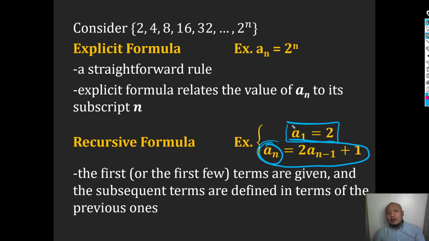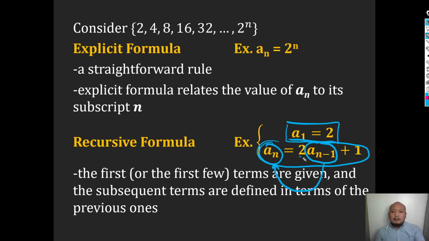Pinaliliwanag niya kung paano makukuha yung mga succeeding terms. Ang sabi niya dito, 2 times a sub n minus 1 plus 1. Now, what does that mean? 2 times a sub n minus 1 plus 1. Ano ba ang ibig sabihin ng a sub n minus 1 in relation to a sub n? Now, the answer is, a sub n minus 1 is the term immediately appearing before that. In other words, it's the previous term immediately, no? The term that immediately precedes a certain term.